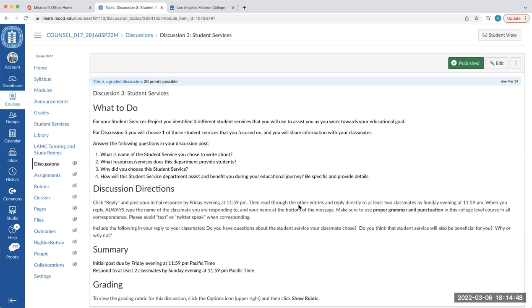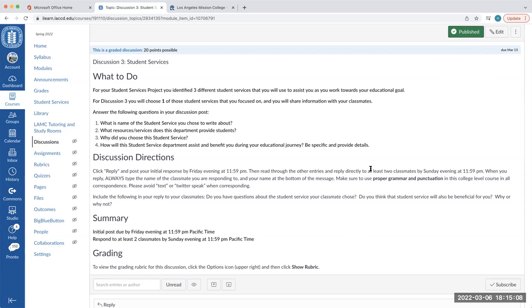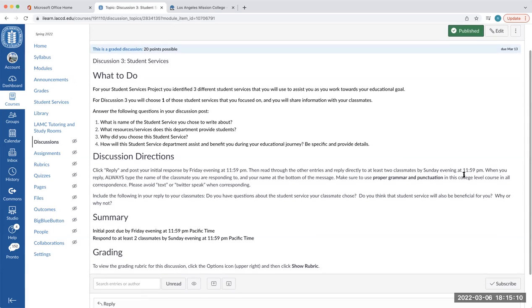Remember that to get your full points, you do have to respond to 2 other classmates' posts. So you write your own post answering these questions, and then you respond to 2 other classmates. I do recommend that you post your initial response by Friday evening at 11:59 p.m. because then that gives you the weekend to reply to at least 2 classmates by Sunday at 11:59 p.m.